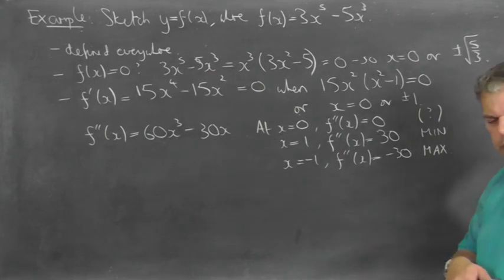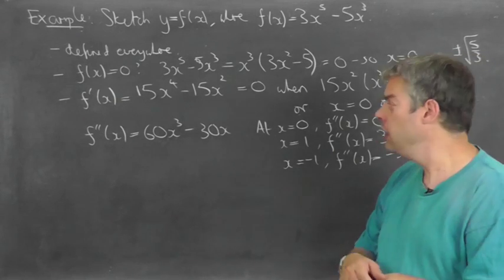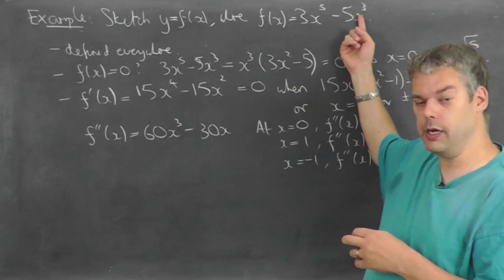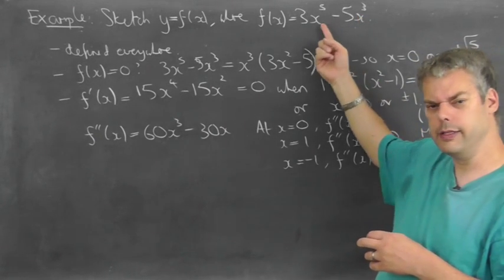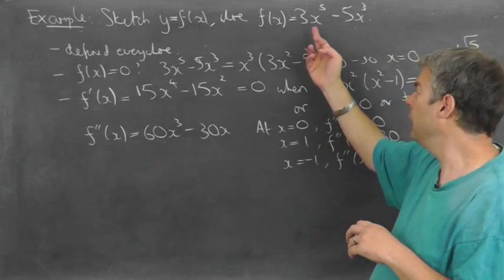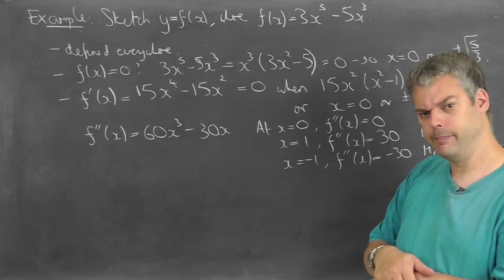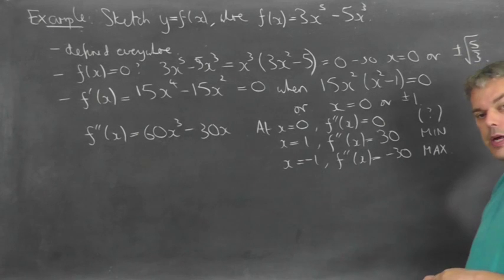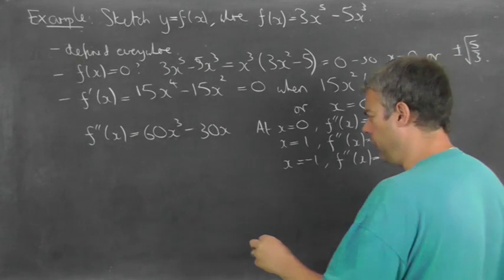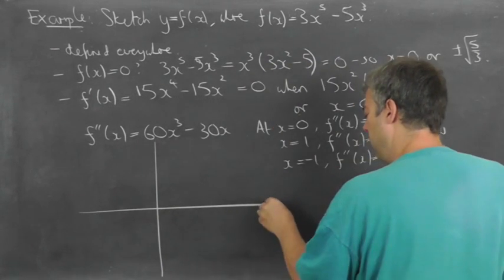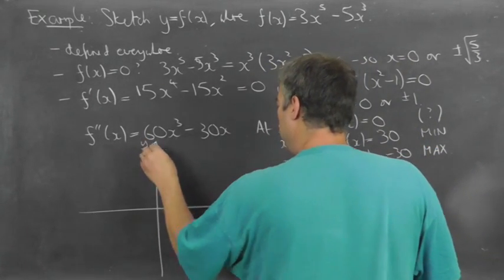And what happens near infinity? Well, as x gets really big, this x to the 5 term is much larger than the x cubed term. So if you like, near infinity, it starts looking much more like 3x to the 5. So with all these things in mind, we can try sketching a graph. I haven't quite left myself a huge amount of room, but never mind. I think it's probably enough.